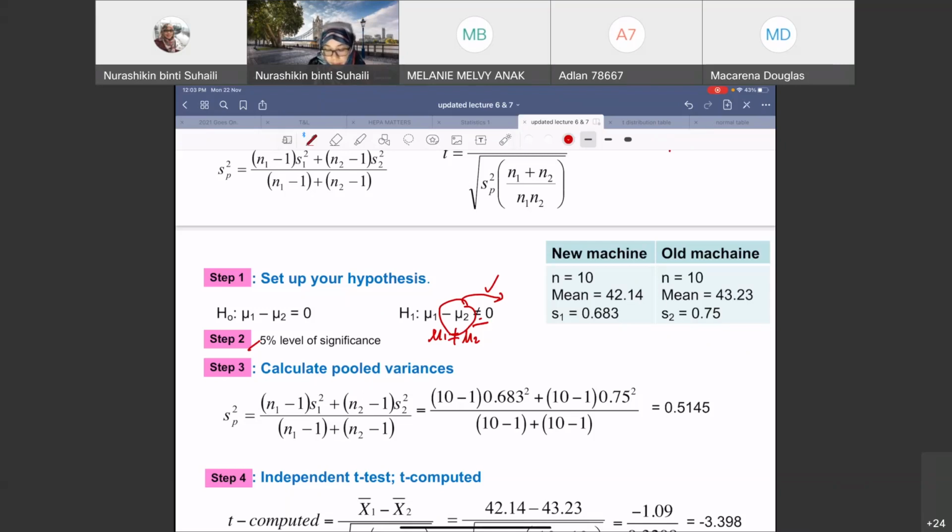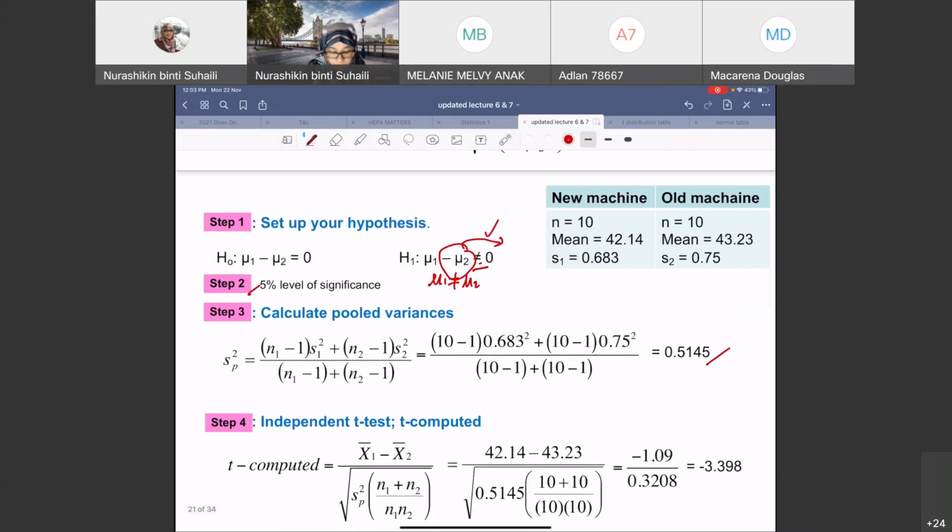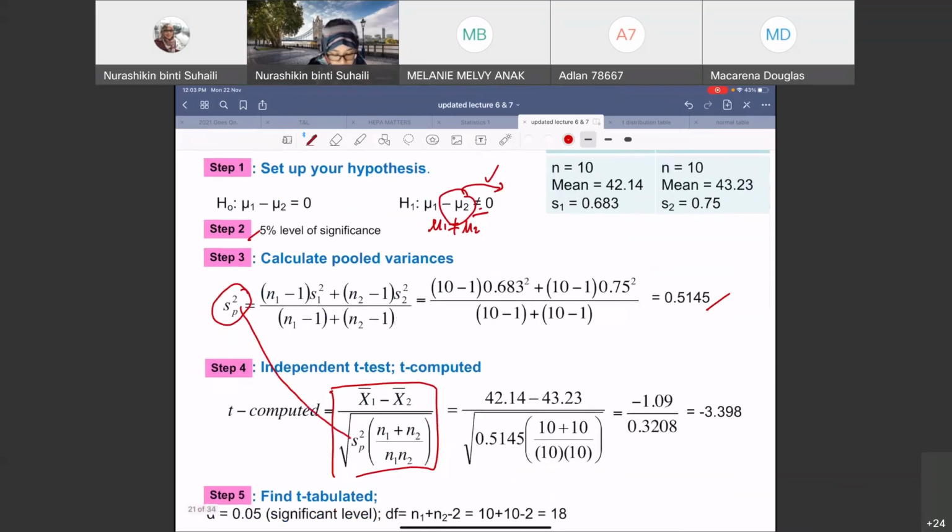Okay, so when you calculate this, this is the value of SP square, the pooled variance. Now step 4 is to compute the T value using this formula. The reason why you have to calculate SP square is that you need it in this formula. So that's why you have to calculate SP square first, then apply the T formula here.